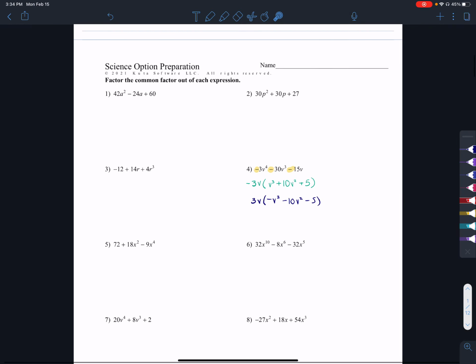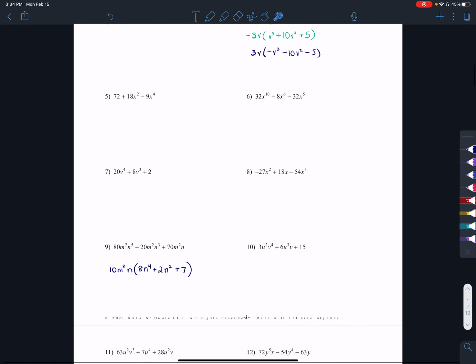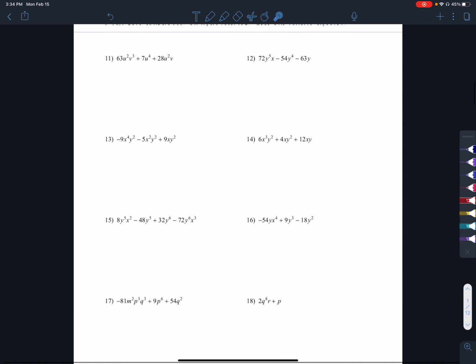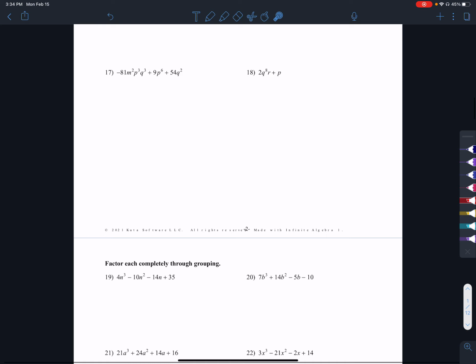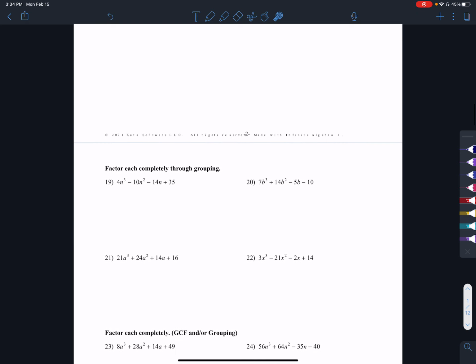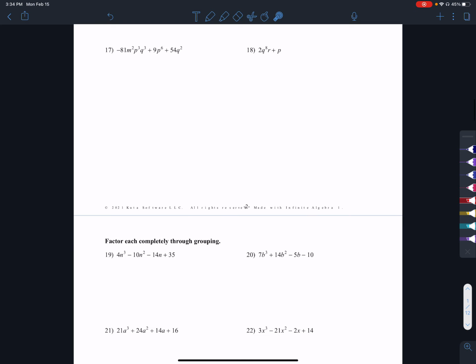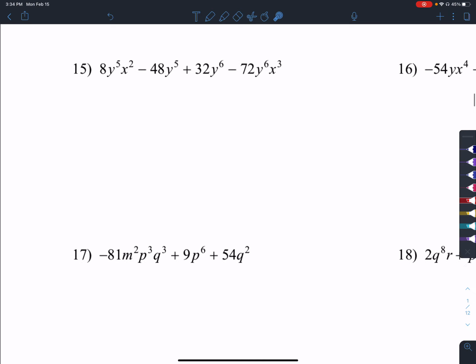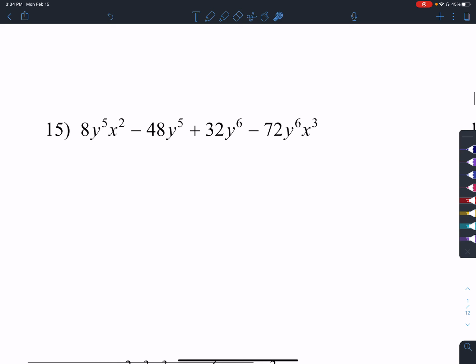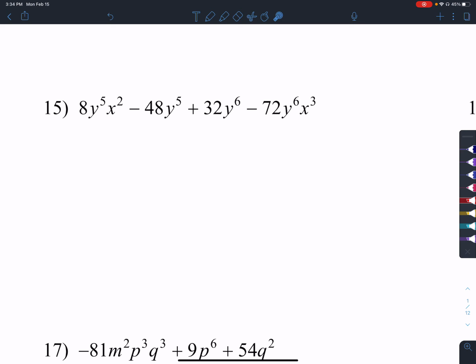Okay, and I think that about wraps it up for greatest common factor, or actually we'll do one more that has 4 terms. I think that might be helpful. Do we have any that have multi here? We'll do this one right over here. Okay, so starting off, we need to look for the number.